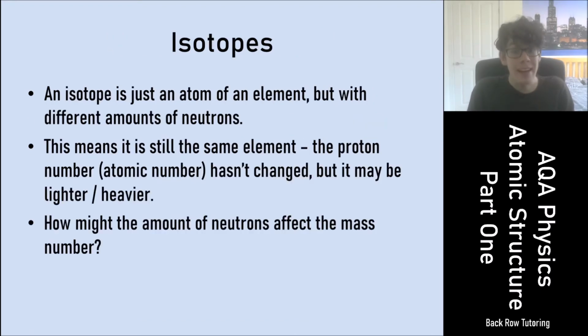An isotope is just an atom of an element, but with different amounts of neutrons. This means it is still the same element. The proton number or atomic number hasn't changed, but it may be lighter or heavier. How might the amount of neutrons affect the mass number? Remember, the mass number is the total amount of protons and neutrons. So if you have a different amount of neutrons, you are going to have a different mass number. So if the amount of neutrons change, the mass number will also change.